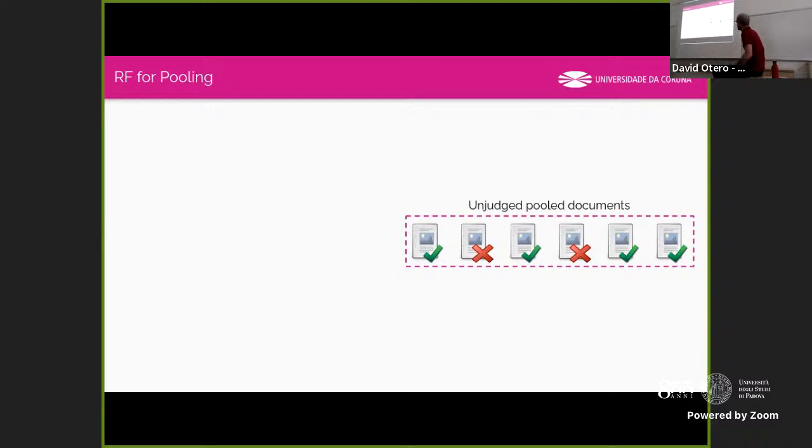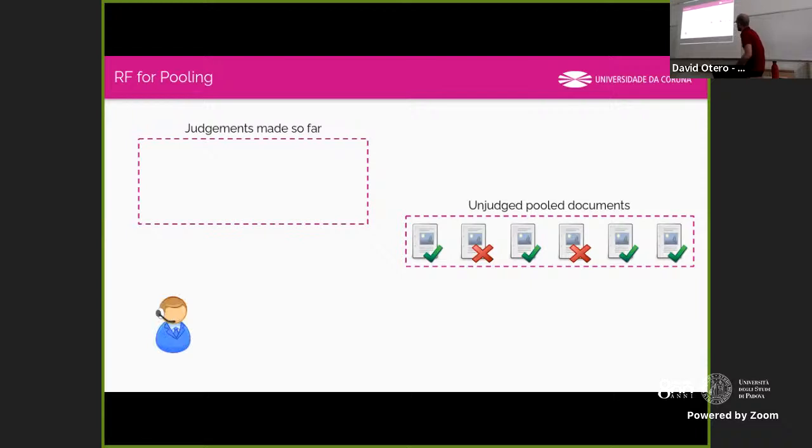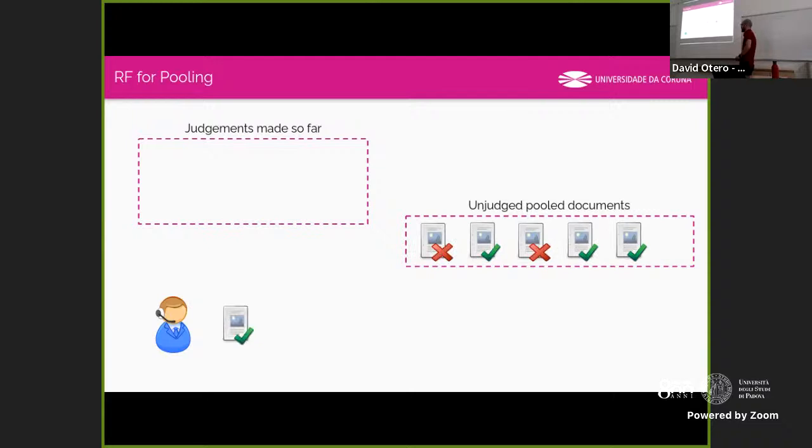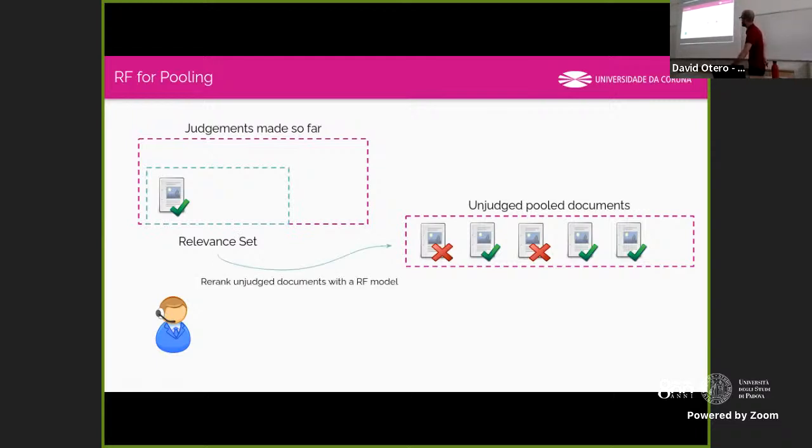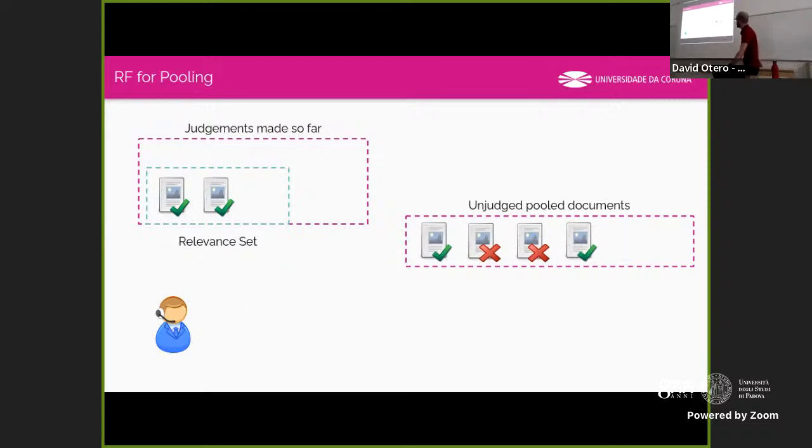And so what we do here is that, well, we begin exploring this set here, for example. So the assessor sees this document and says, okay, this document is relevant. And so now this will be our relevant set, right? And so we now can use the relevance feedback model to rerank the documents that have not been judged yet, with the hope that the relevant documents are going to come first, right? And so this process just continues until all the documents are judged. And so this is the first idea where we, yeah, so.